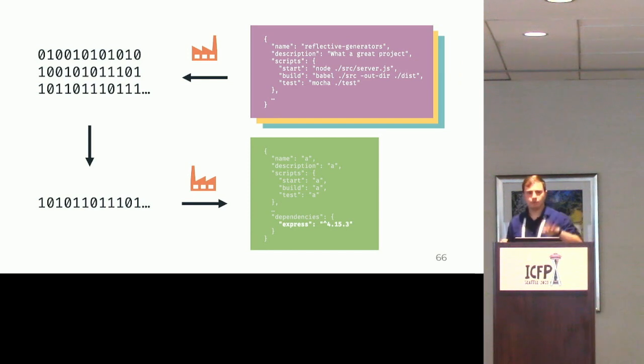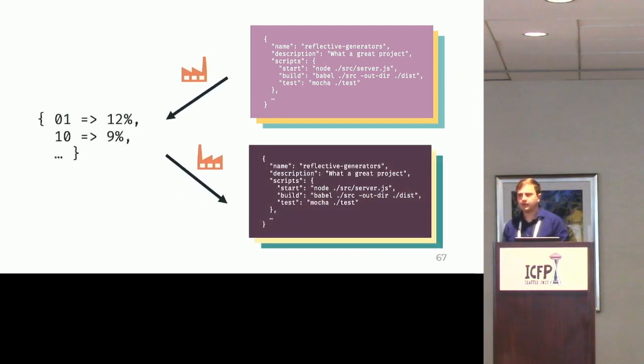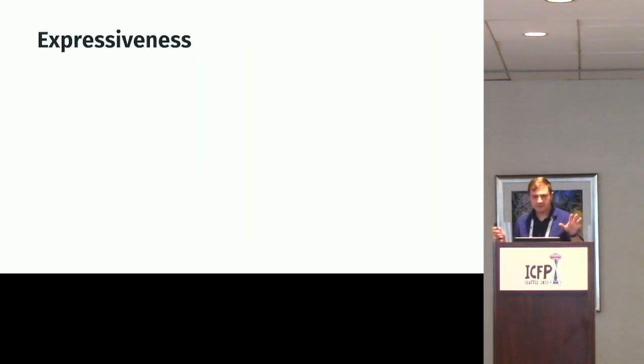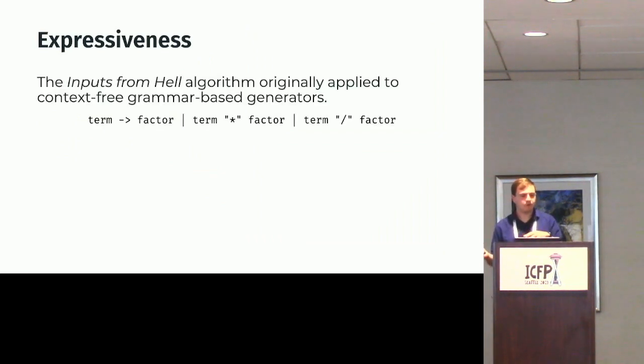And instead of, when we go backward, just extracting a set of choices, now we're going to extract weights on choices. We're going to determine frequencies of choices that need to be made. And then we can run the generator forward again with those updated frequencies to produce more values that are like the ones that we started with. And this is more expressive than the stuff that the inputs from hell folks did, because they were working with grammar-based generators. And grammar-based generators are really cool, but they can't express things like, for example, binary search trees.